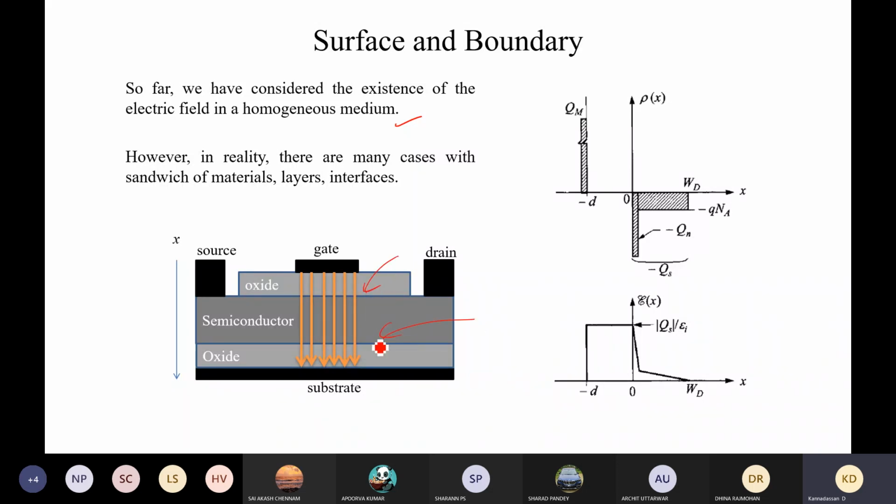At these interfaces, how will the fields behave? Will the field be the same throughout the material space? For example, here it is dielectric constant 1, here dielectric constant 2, and here dielectric constant 3, like that. In that case, will the electric field be uniform throughout the space or not? And if it is not, what could be the reason for that? All these things we can study, and this is applied in multiple fields, not only one field.